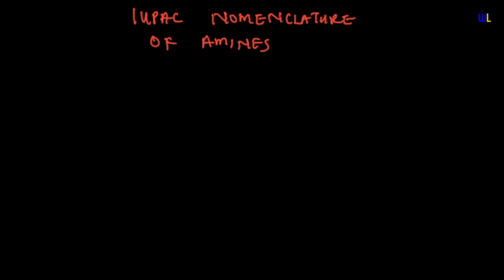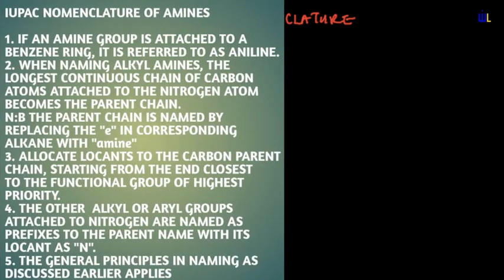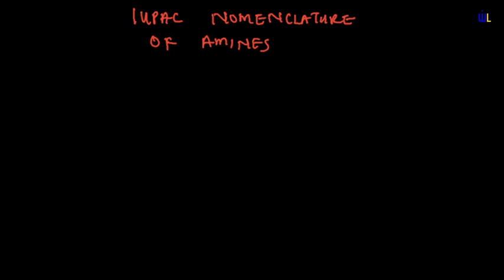We'll be considering some important rules, starting from the first one. The first rule says if an amine group is attached to a benzene ring, it is referred to as aniline. Very simple. And what does that mean? First of all, you should know what the benzene ring is. The benzene ring is simply that hexagonal or cyclic structure with the ring at the center. It's your characteristic aromatic hydrocarbon, from which others are derived.